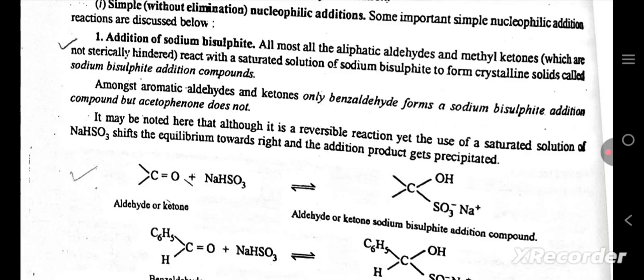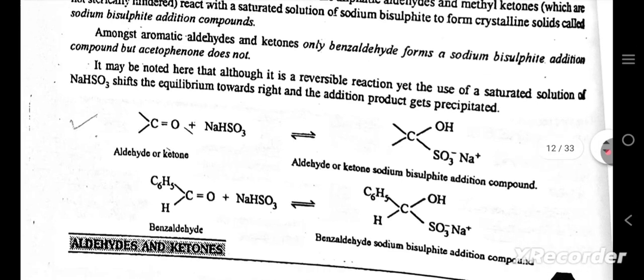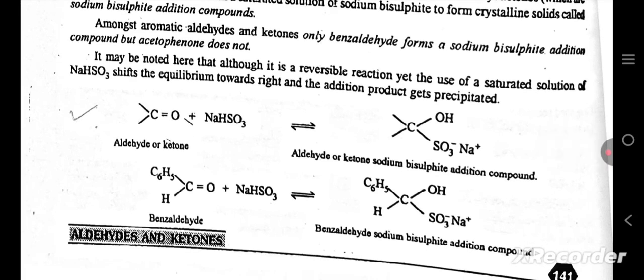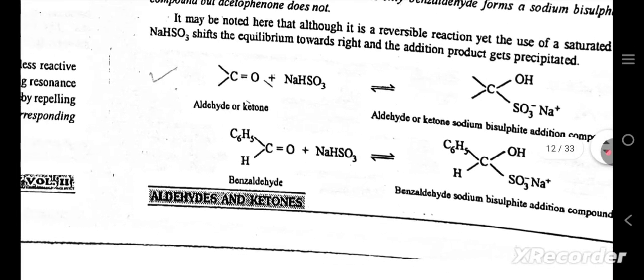Addition of sodium bisulfite. Most of the aliphatic aldehydes and methyl ketones which are not sterically hindered react with a saturated solution of sodium bisulfite to form crystalline solids called sodium bisulfite addition compounds. Amongst aromatic aldehydes and ketones, only benzaldehyde forms a sodium bisulfite addition compound. Acetophenone does not. It may be noted here that although it is a reversible reaction, the use of a saturated solution of NaHSO3 shifts the equilibrium towards the right and the addition product gets precipitated.